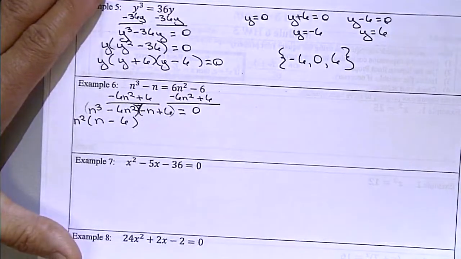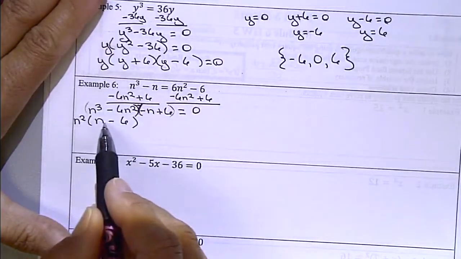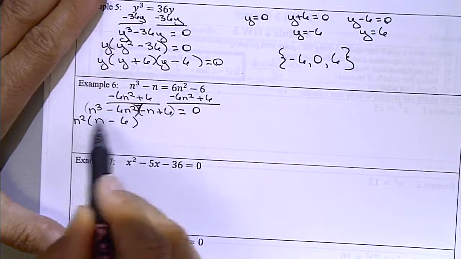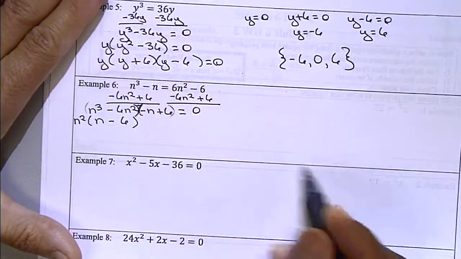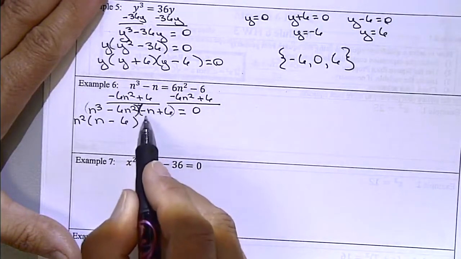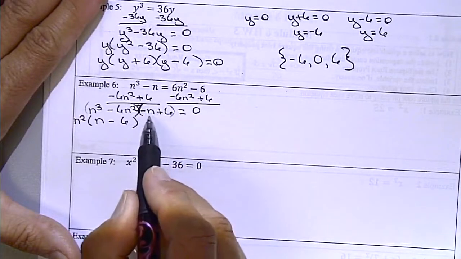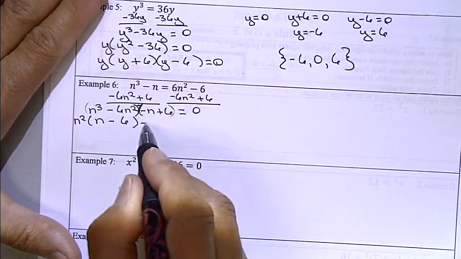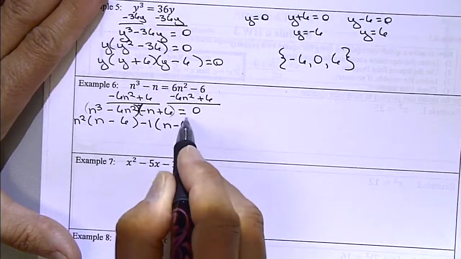Do you see it? I would say n cubed divided by n squared. Well, that gave me n. I would say negative 6n squared divided by n squared. That would be negative 6. I just pulled out the n squared. Next thing, I've got a plus here, but there's no GCF. However, the first term is negative, and I can't allow that. I must factor out a negative 1. It changes the sign of everything in parentheses.